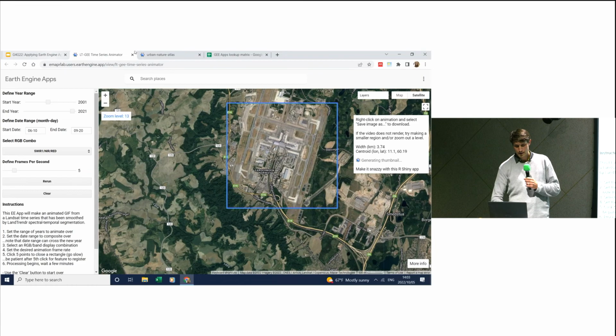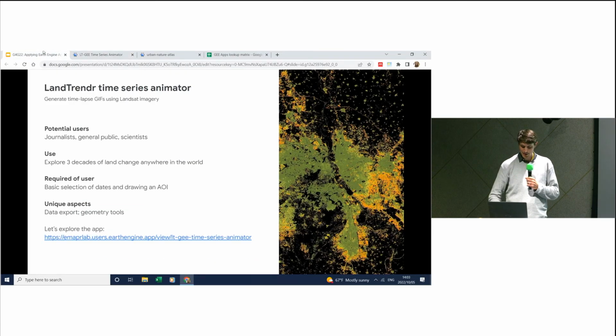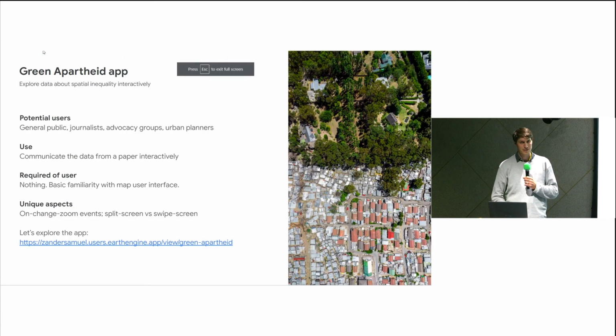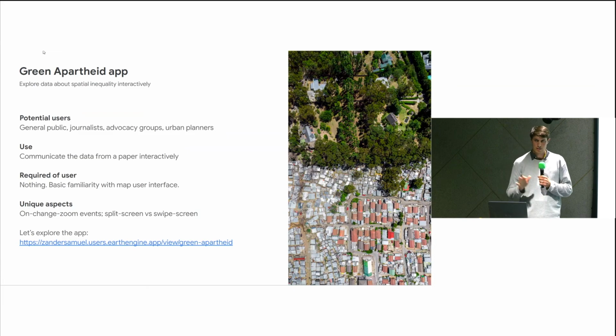So while that cake is baking, I'm going to switch to the second example, which is this Green Apartheid app. So this was an app I produced in association with a paper I did on the spatial inequality of green space in cities or in urban areas in South Africa, and how it sort of traces this legacy of apartheid in our country.